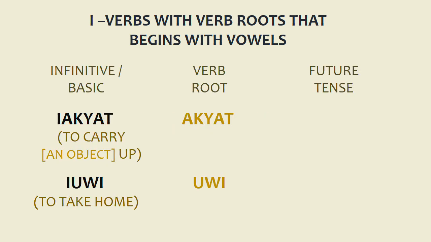To form the future tense, again, we'll start with the verb root and then get the first letter and add it at the beginning. And finally, add the prefix I. So we have iaakyat and iuuwi.